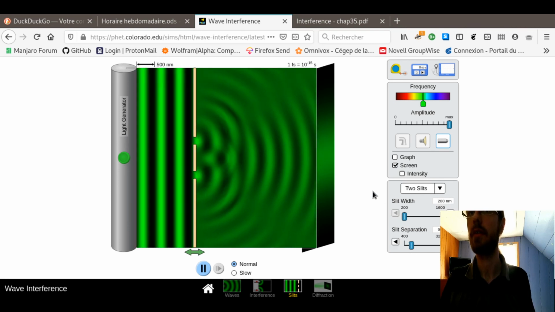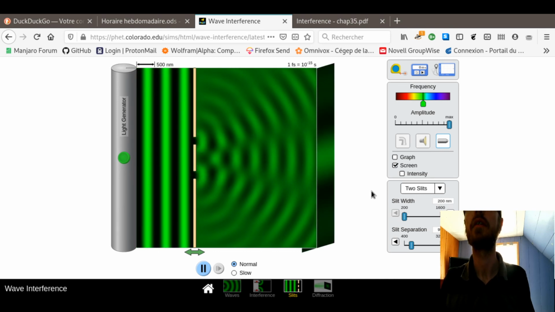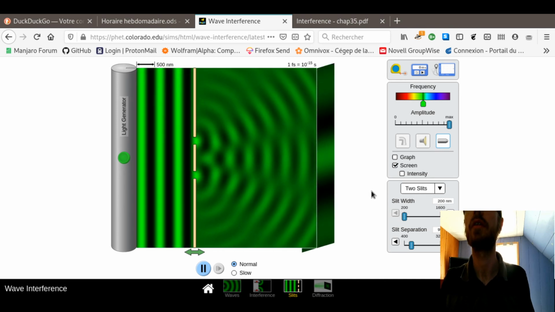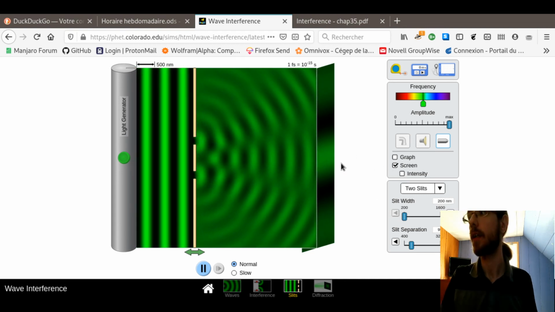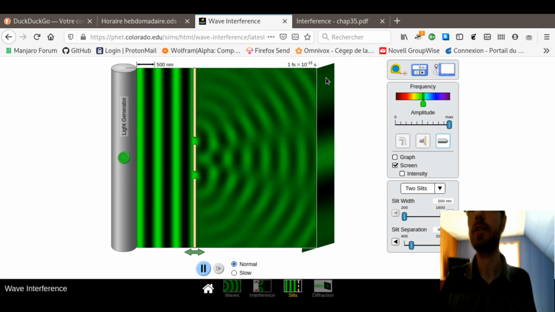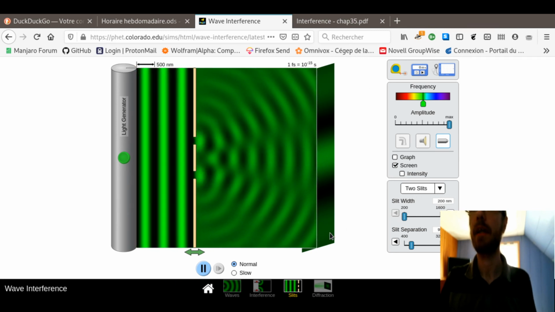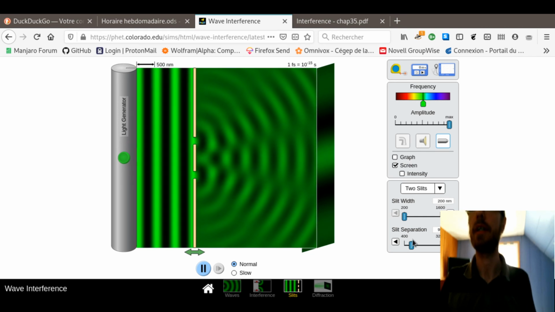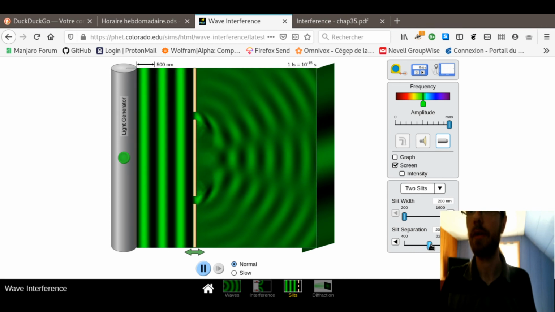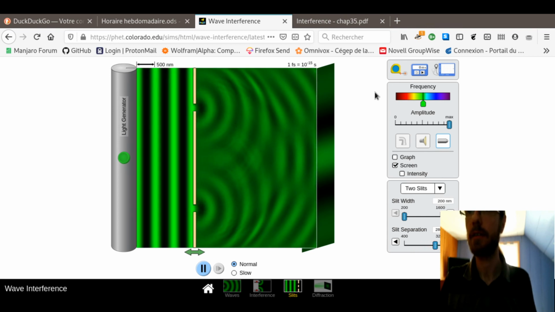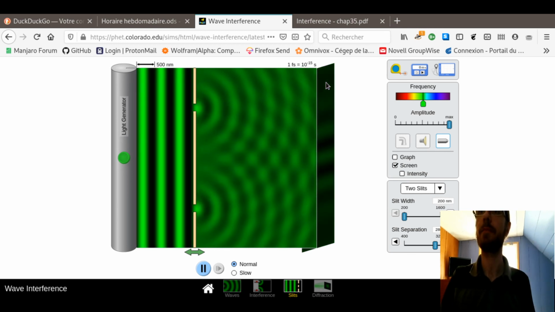I'll put a bit more of a distance. So we have the central bright fringe, the first one at the top, the first one at the bottom, and they are farther apart than they were in the other case. If I separate the two slits more, again, first we had the first bright fringe over here.